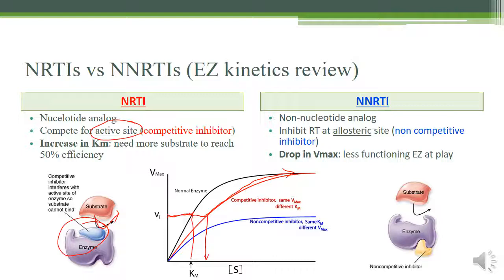The NNRTIs are going to be non-nucleotide analogs. They're going to bind onto an allosteric site, and they're going to work non-competitively. They don't care how much substrate you have. They're going to inhibit a certain number of enzymes, and they're just going to take them out of play. So pretty much it drops the Vmax by taking some of the enzymes out of play. And here's how it's going to work. It's going to bind onto the allosteric site, and it's going to change the formation of the active site so that it is no longer compatible with the substrate. The substrate can no longer fit there. As you can see, you get a reduction in your Vmax as compared to the enzyme without the non-competitive inhibitor.